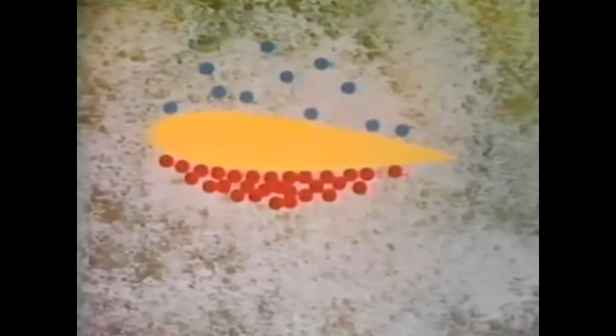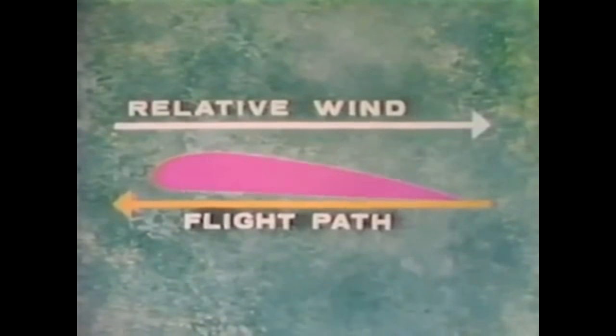lift. The airflow striking the fixed wing airfoil of an aircraft, or the aircraft itself, is called the relative wind. The direction of the relative wind is always opposite to and parallel with the flight path of the airplane. In level flight, therefore, the relative wind and the flight path are horizontal and parallel.